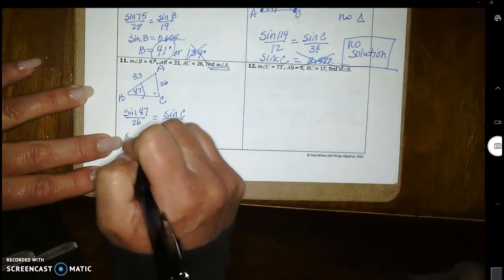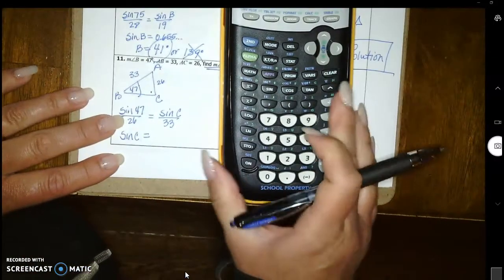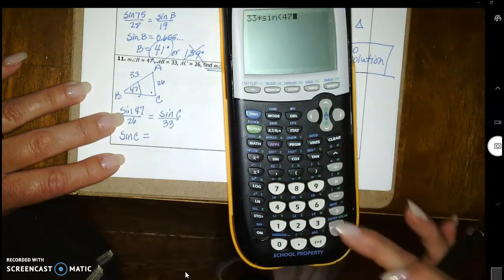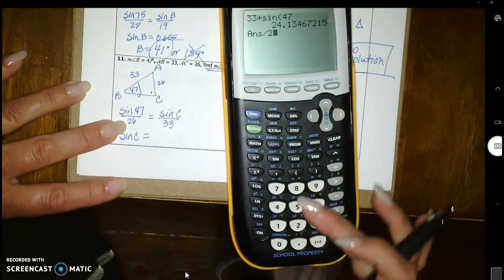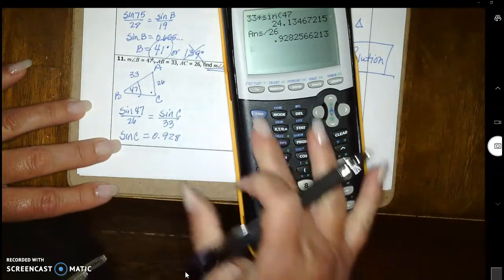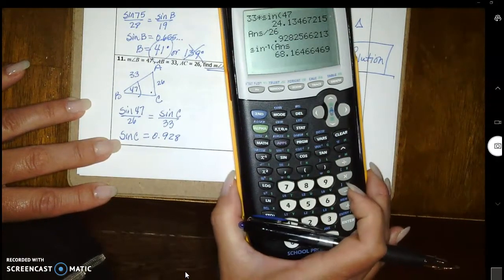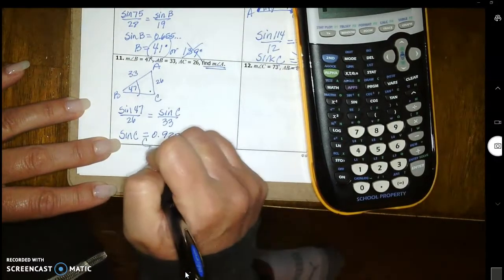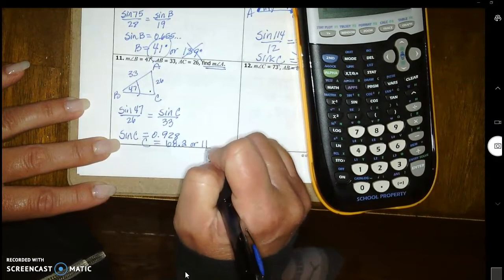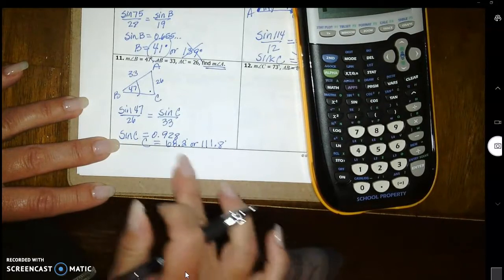Do a little bit of cross multiplying. So the sine of C is going to give me... Get our handy dandy calculator. So I need to do 33 times the sine of 47 divided by 26. Remember, I'm writing all of my work out. Okay, I'm inverse sining this to get the angle, and I get 68.2. Or I'm going to get 111.8. So remember, if I subtract from 180.